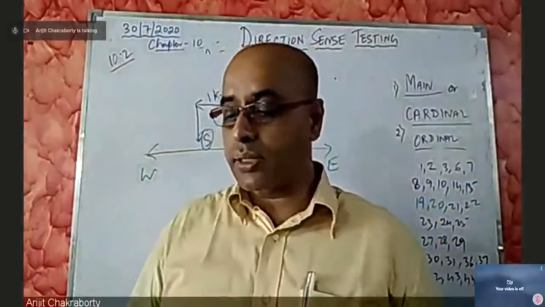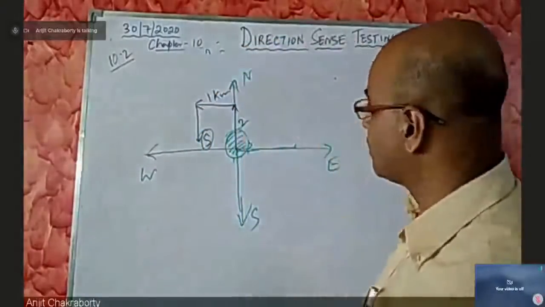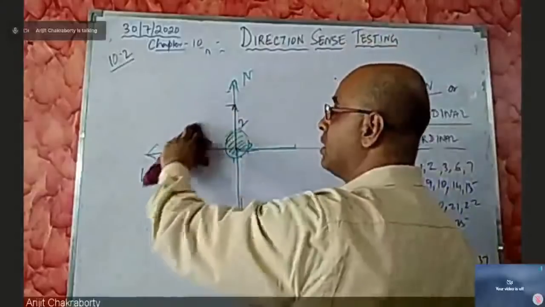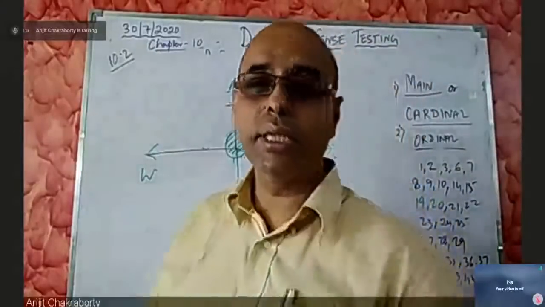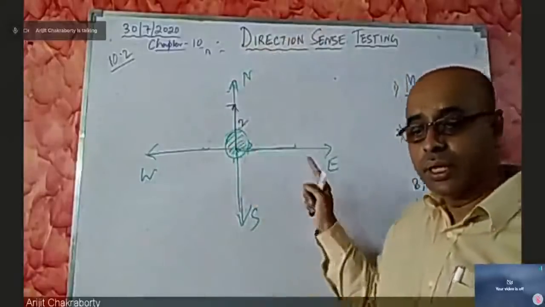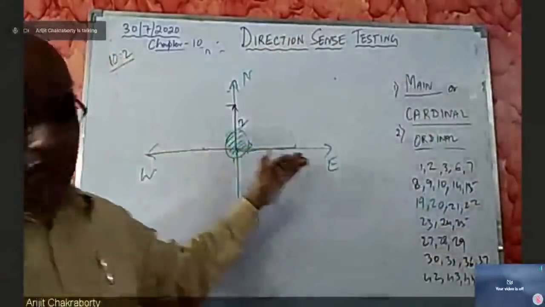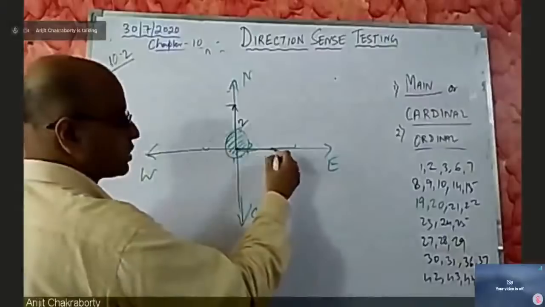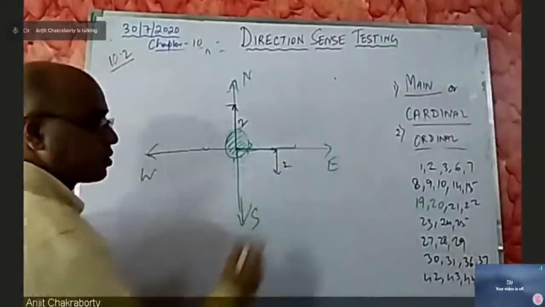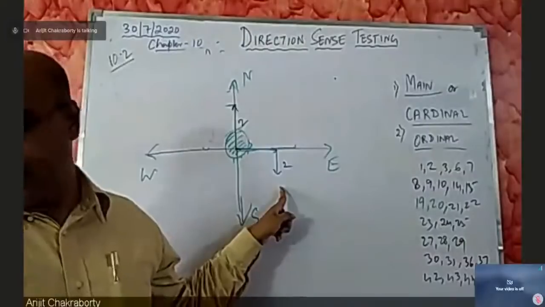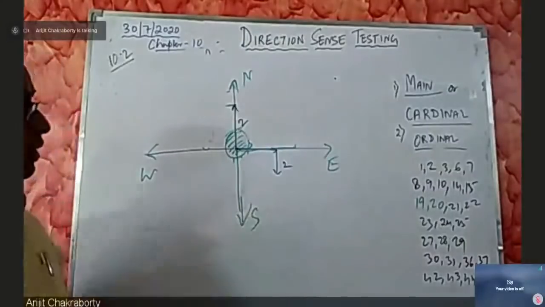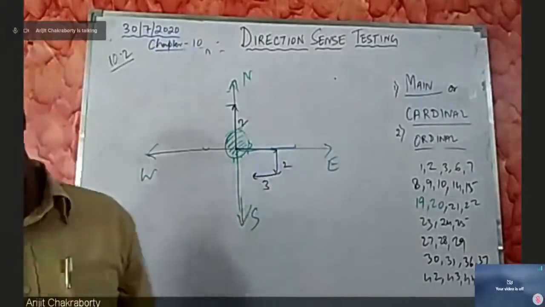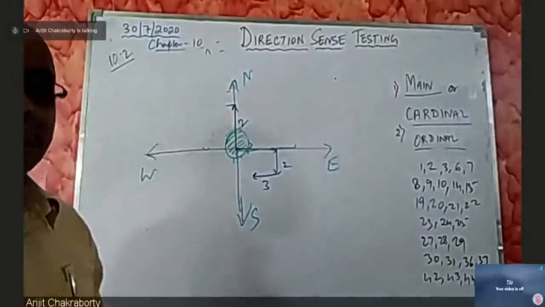42. A man starts his journey facing the sun early morning, which means he is moving towards which direction? East. So moving towards east. He then turns right and walks 2 kilometers. So he goes towards this direction, now takes a right turn and walks 2 kilometers. He then walks 3 kilometers after turning right again. Here he takes a right turn again and walks for 3 kilometers. Which is the direction he is facing now?